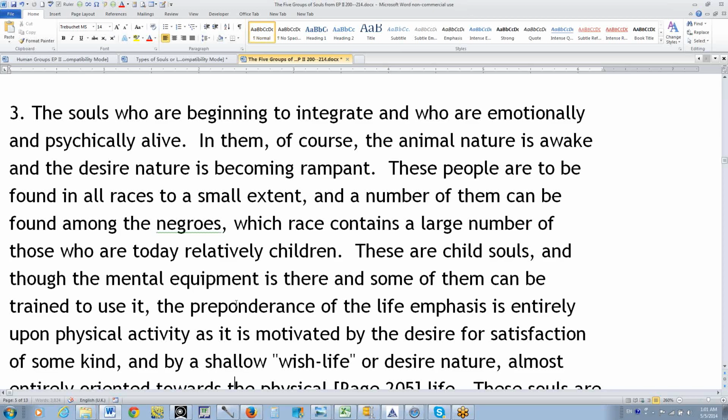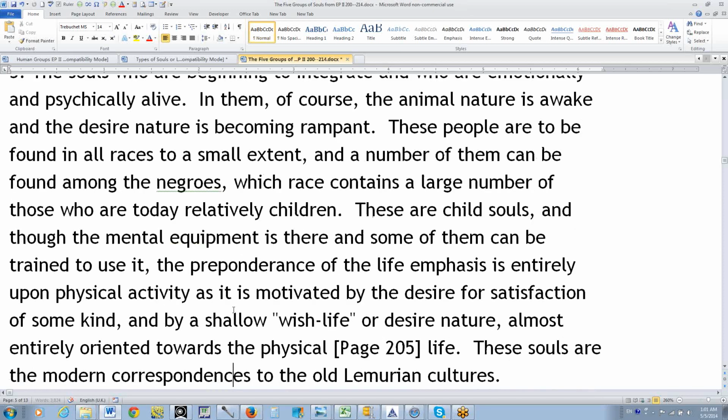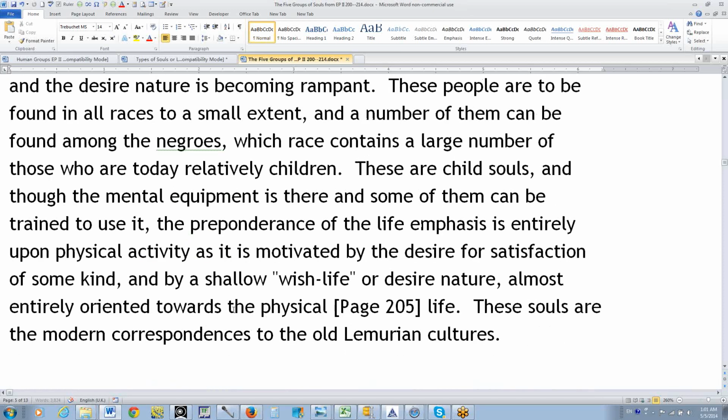It can be found among the Negroes, which race contains a large number of those who are today relatively children. Of course, also great advanced souls who are working through that race. These are child souls, and though the mental development is there and some of them can be trained to use it, the preponderance of the life emphasis is entirely upon the physical activity, as it is motivated by the desire for satisfaction of some kind and by a shallow wish life or desire nature, almost entirely oriented towards the physical life. These souls are the modern correspondences to the old Lemurian cultures.